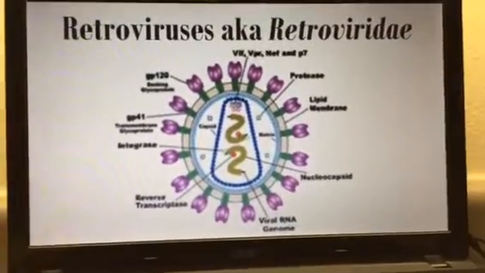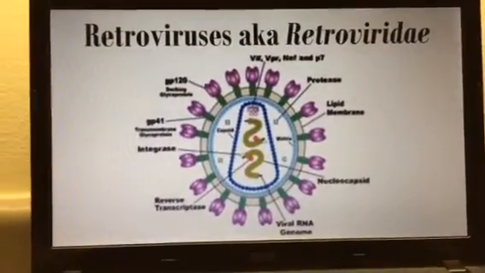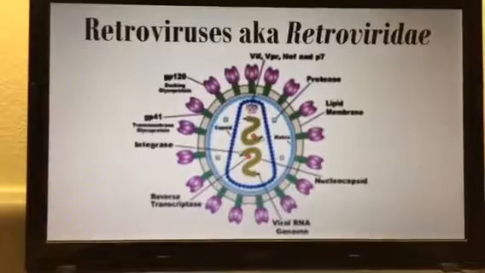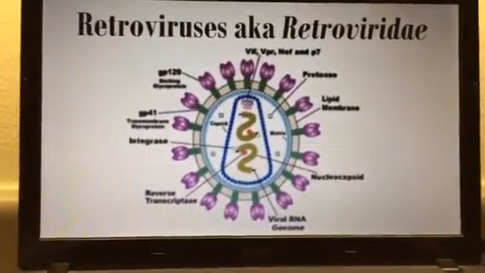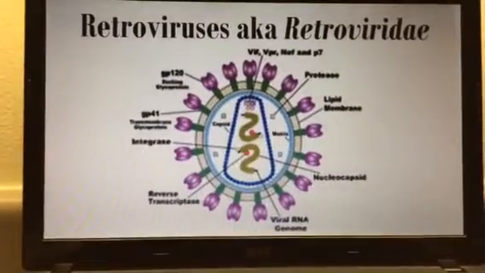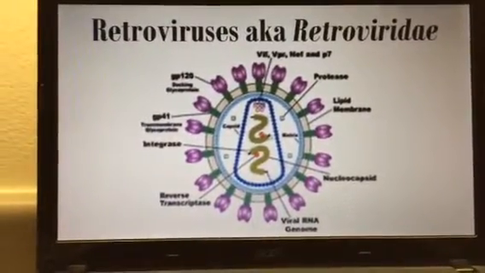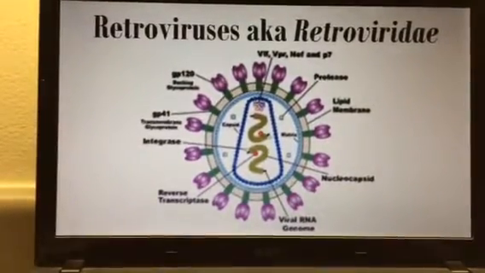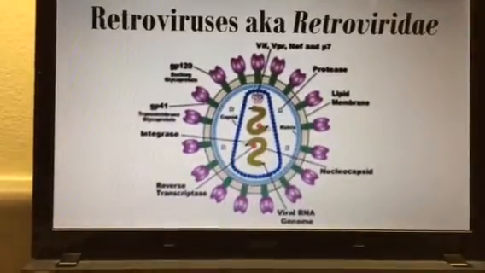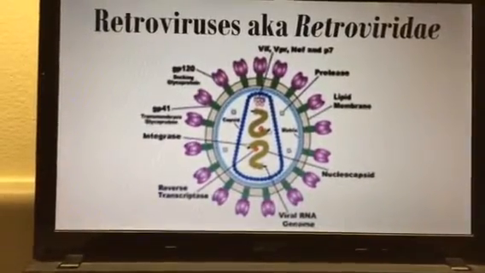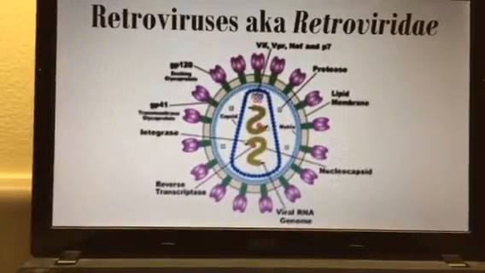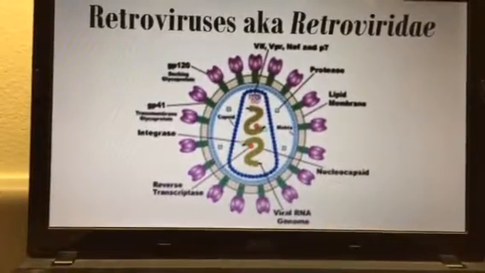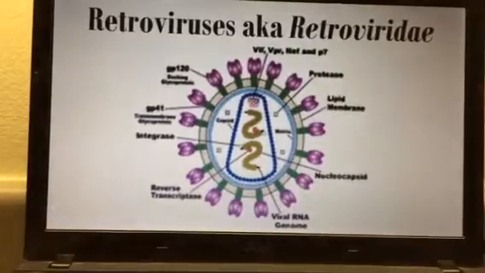Retro commonly means backwards, which kind of describes what's going on. The backwards reverse transcriptase converts RNA into DNA and not the common DNA to RNA. So basically, the retrovirus attaches to the host cell's outer envelope, and it fuses with the retrovirus and allows it to enter the host cell.